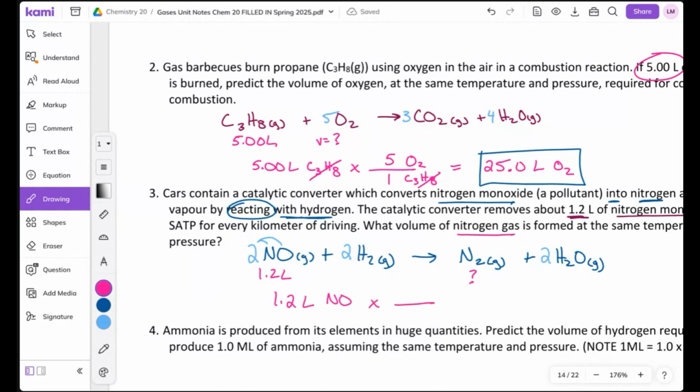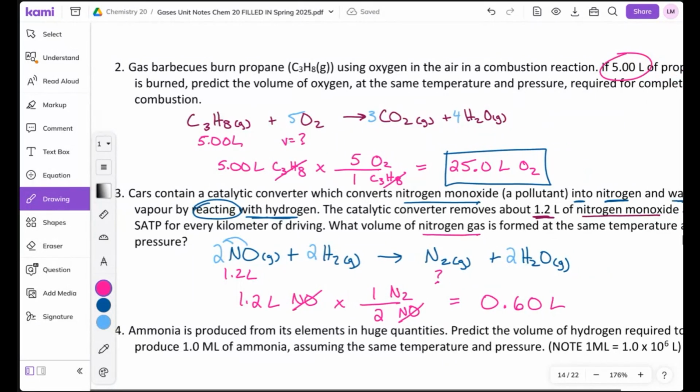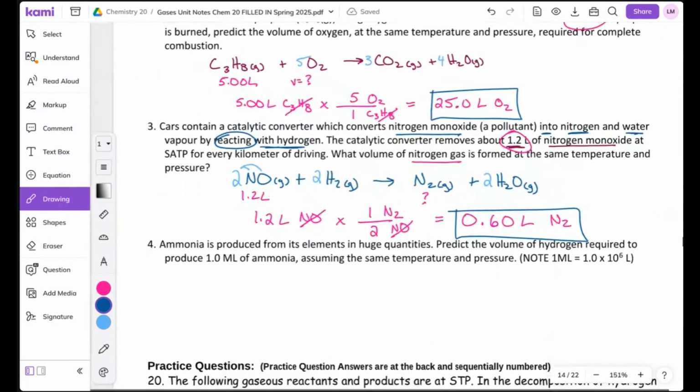times by a fraction sign. So now this is our mole ratio. So we want to cancel out nitrogen monoxide and we want to figure out nitrogen. So the coefficient for nitrogen monoxide is 2. Coefficient for nitrogen is 1. So 1.2 times by 1 divided by 2. Well, that's going to give us 0.60. I'm putting my answer in 2 sigdigs because my given number is in 2 sigdigs, of nitrogen. There we go.